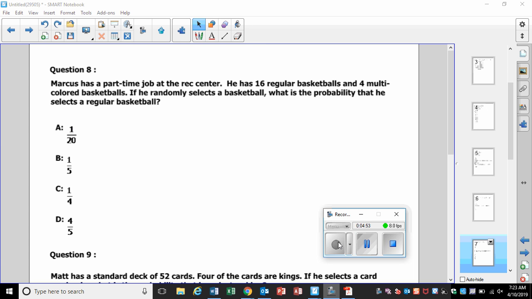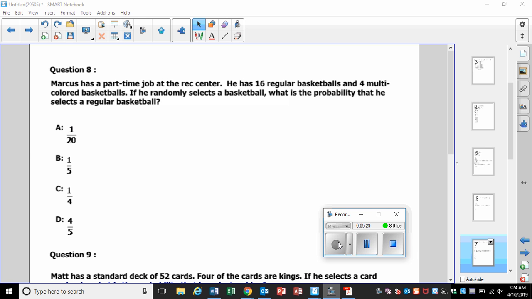Question 8. Marcus has a part-time job at the rec center. He has 16 regular basketballs and 4 multicolored basketballs. If he randomly selects a basketball, what is the probability that he selects a regular basketball? A, 1/20. B, 1/5. C, 1/4. D, 4/5.